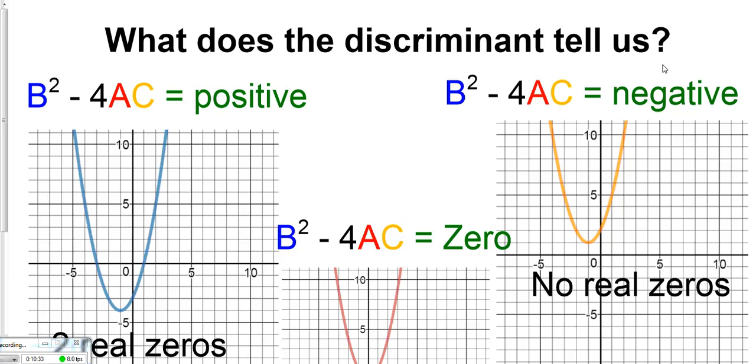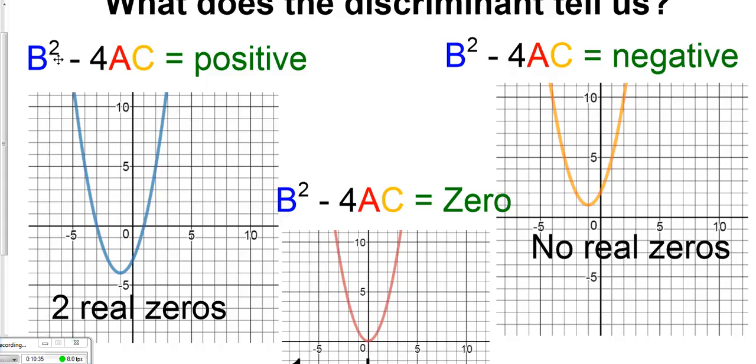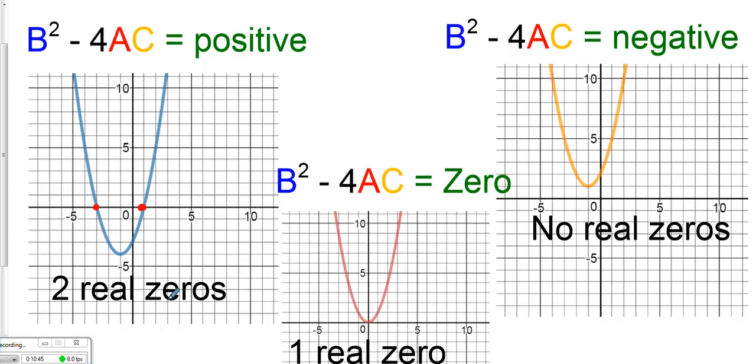What does the discriminant tell us? Well, when your discriminant is positive, again, that's where we have two x-intercepts. We call these zeros. A zero of a function is its x-intercept. We would say there are two real zeros here because it happens here and here. We can really see that.